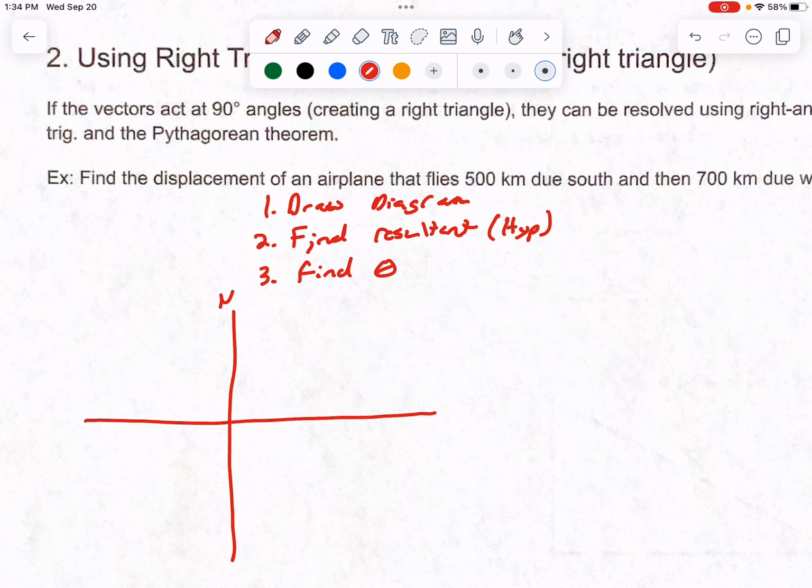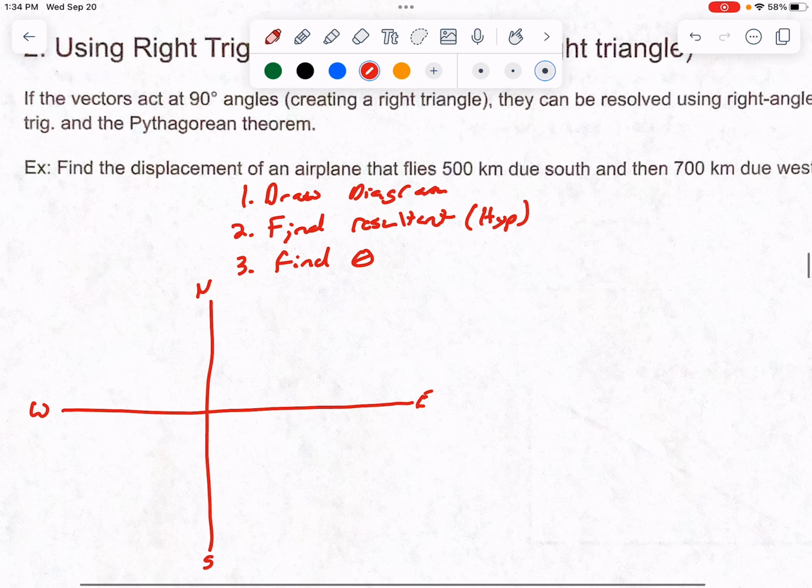Okay, so I got north, east, south, and west. So it does not matter which direction you go first. You can go south first, you can go west first. It doesn't matter. Your angles will be different, okay, but I'll accept both angles.